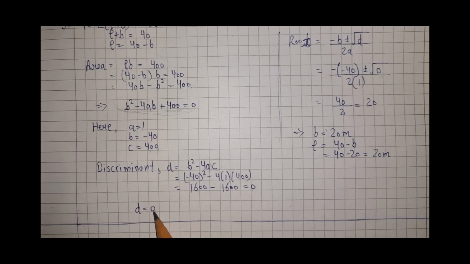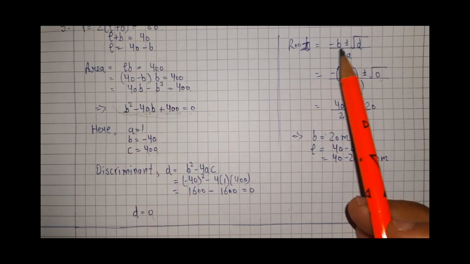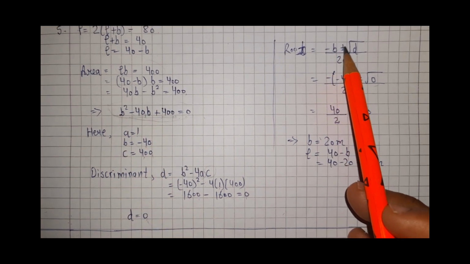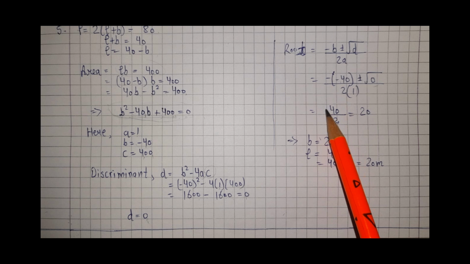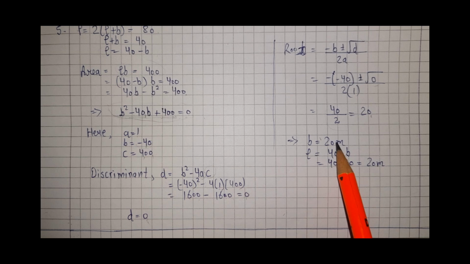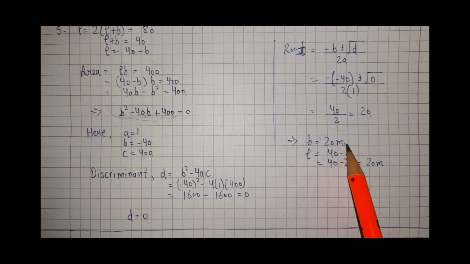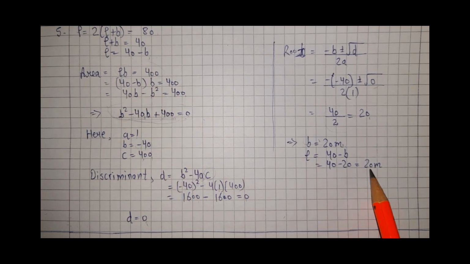Discriminant equals 0 implies that equal real roots will exist for this equation, and the roots are given by the formula minus b plus or minus root D upon 2a. After putting the values of a, b and D, we will have 20, that is B equals 20. Breadth is 20 meter. If B is 20, then L equals 40 minus B, that is 40 minus 20 equals 20 meter.